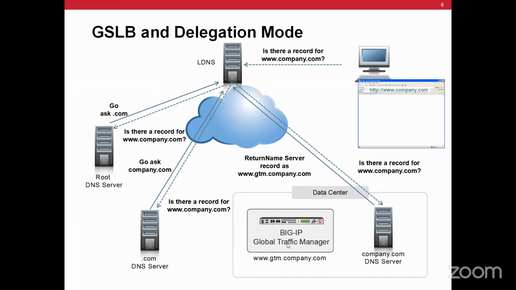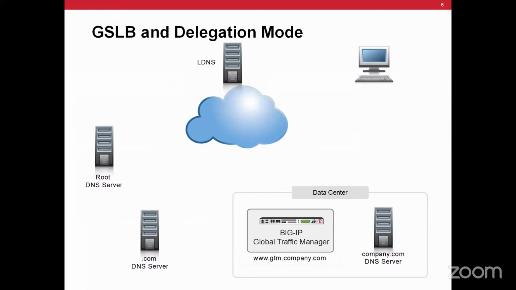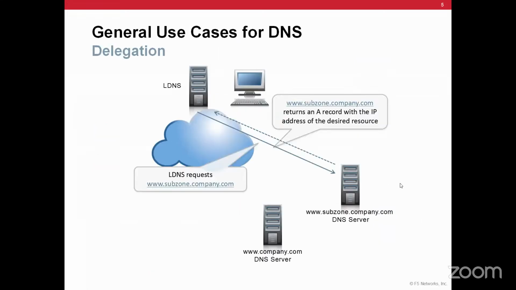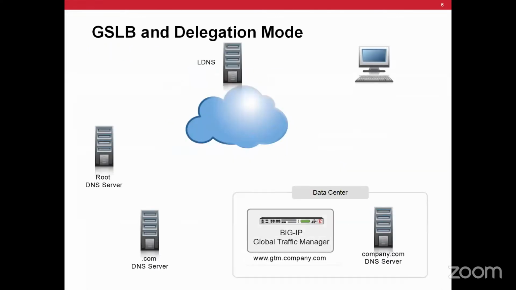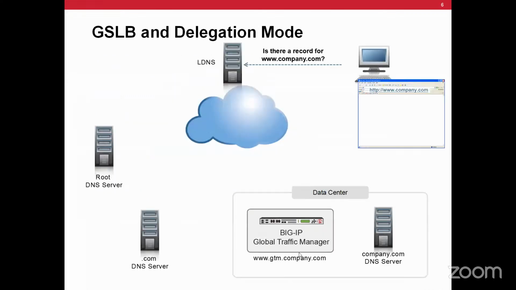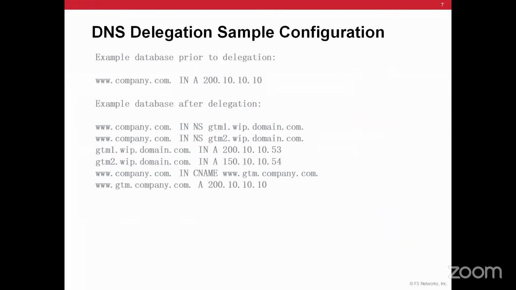Then the LDNS goes to the GTM, and now the GTM comes into the picture. The GTM will check as per your logic, as per your algorithm, as per the health check of the server, and then it will resolve it to the IP. In the earlier scenario where you do not have a GTM, the server directly resolved to the IP. But in this scenario where you have a GTM, the GTM will apply the whole set of logic you have, and then it will resolve it to the IP, and then the LDNS will get the IP and pass it to the client. This is an example of this delegation configuration.